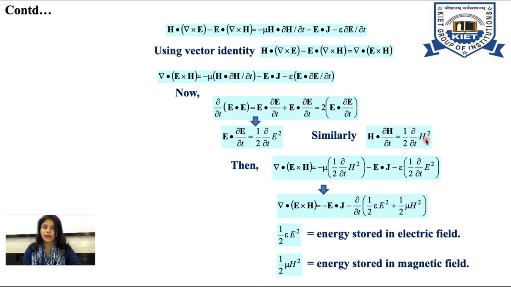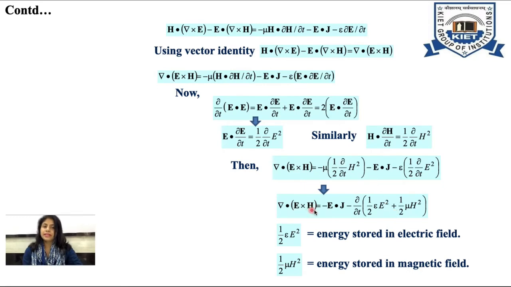Substituting H dot del H over del t and E dot del E over del t in this equation, we have del dot E cross H is equal to minus mu 1 by 2 del by del t of H square minus E dot J minus epsilon 1 by 2 del by del t of E square, which implies del dot E cross H is equal to minus E dot J minus del by del t of half epsilon E square plus half mu H square.